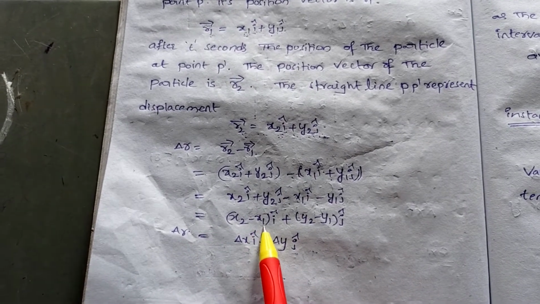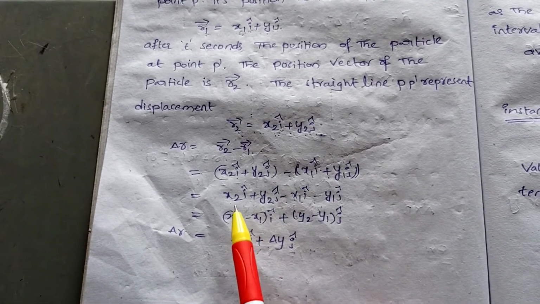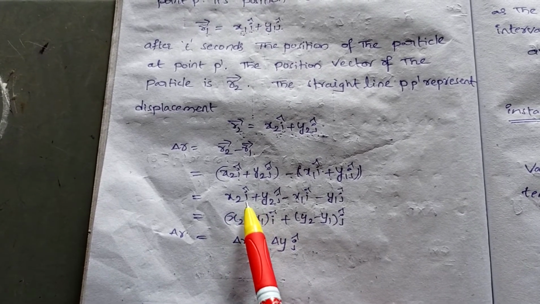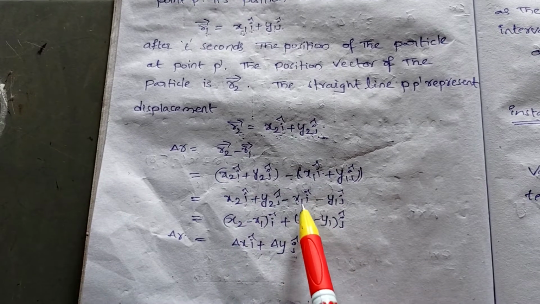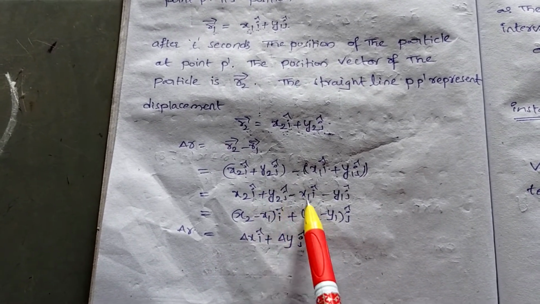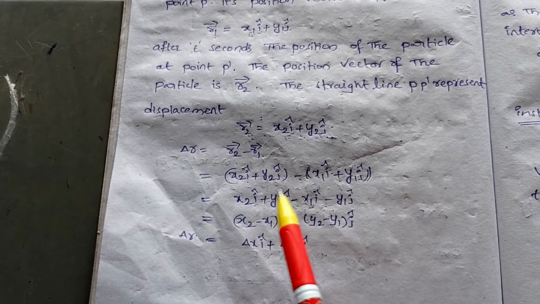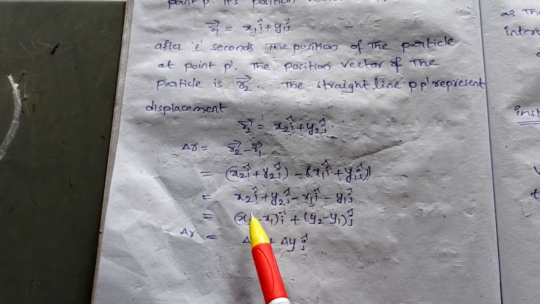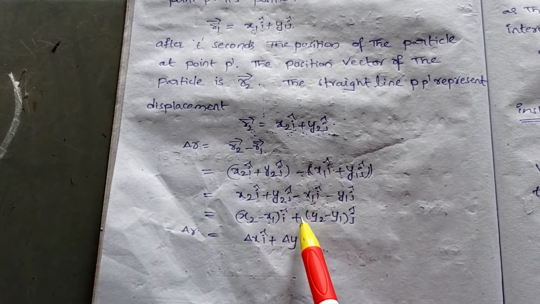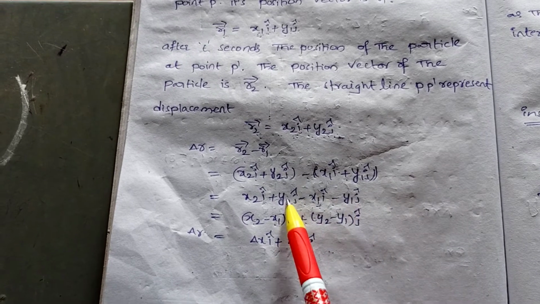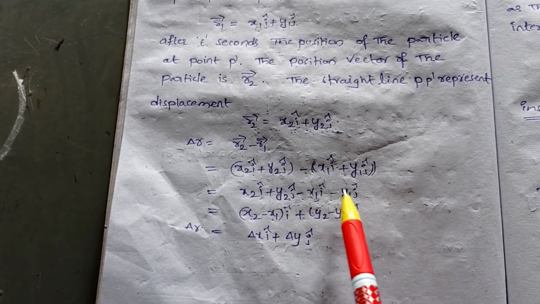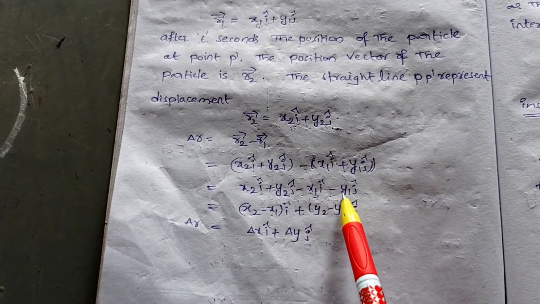Next, x2 minus x1. I have taken common here. This is x2 i, this is x1 i. We can take common i cap from these two terms. If we take common i cap, what are the remaining terms? x2 minus x1 plus, from these two terms we can take common j cap. So if we take the common j cap, what are the remaining terms? y2 minus y1.